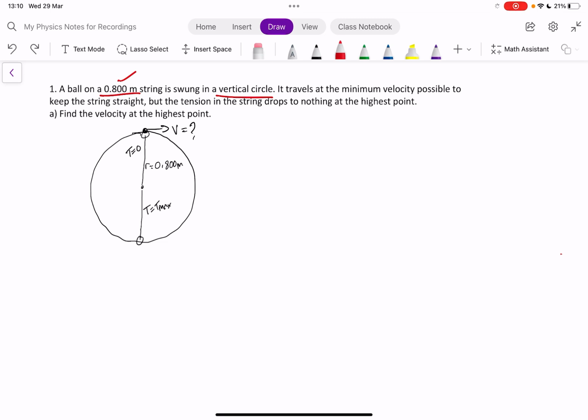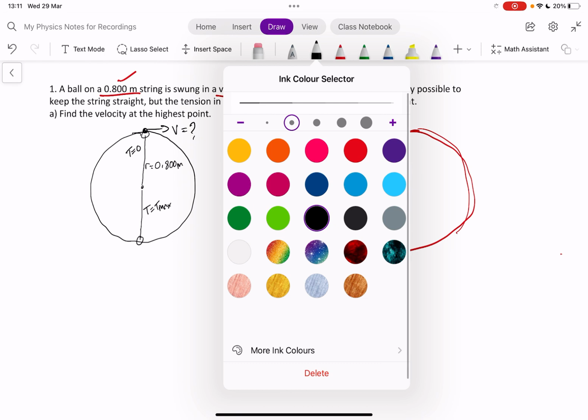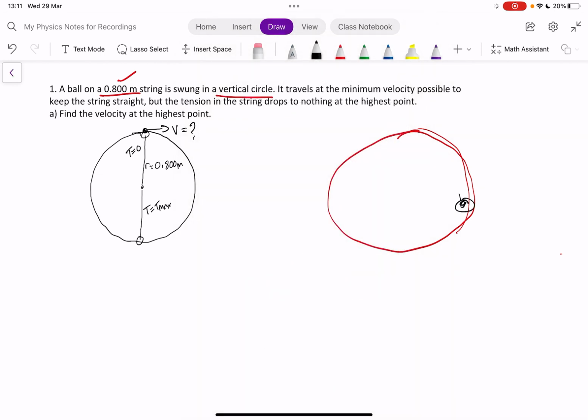It travels at the minimum velocity possible to keep the string straight, but the tension in the string drops to nothing at the highest point. Right, what does that mean? If a ball on a string is flying around in a circle, if it's going too slowly, that might be the circular path it would take, and the actual path of the ball might be something like that, and it falls out of the circular path. It needs to go at a certain speed to maintain the circular route round. Right, so that tells me something about what the ball needs to have or be at the top.